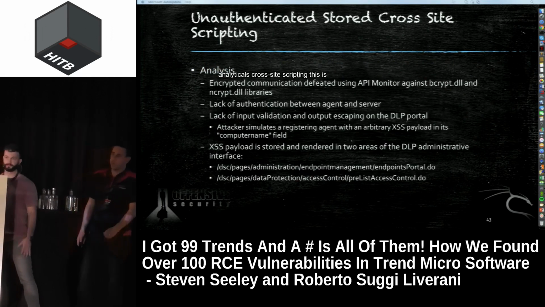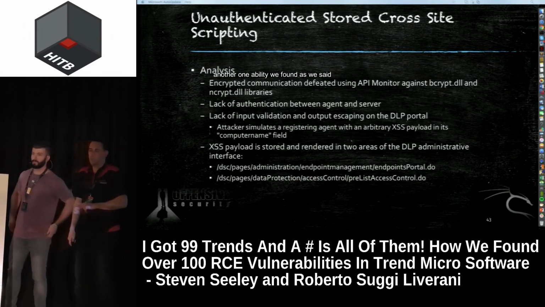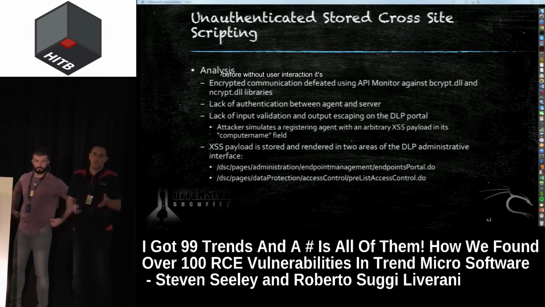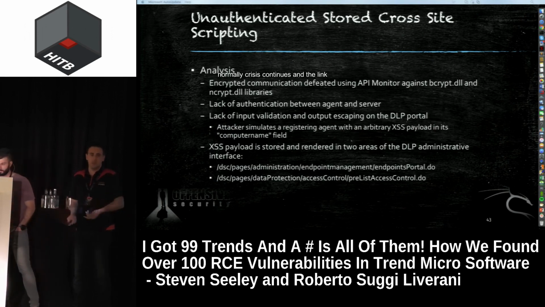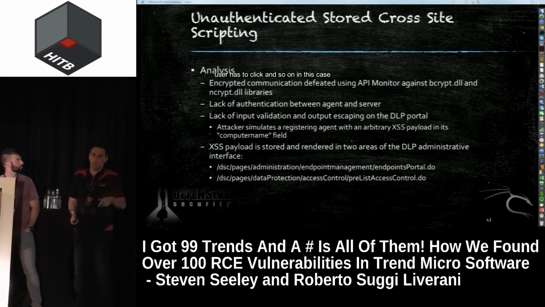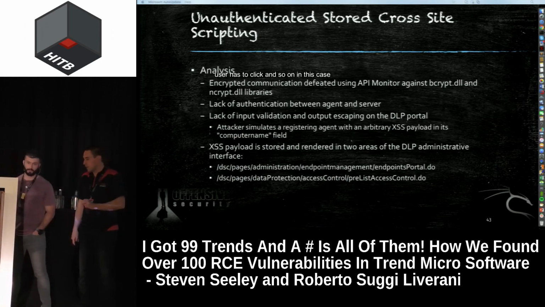So the unauthenticated cross-site scripting, this is another vulnerability we found. As we said before, it is without user interaction. Normally with cross-site scripting, you send a link, so you require user interaction, the user has to click and so on. In this case, basically, it's different. And this vulnerability was quite interesting.